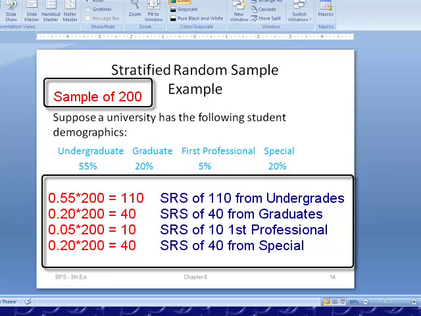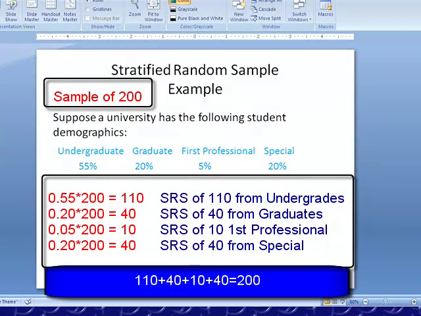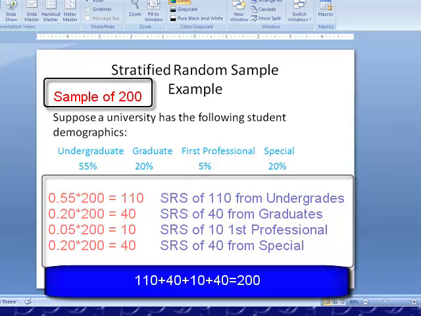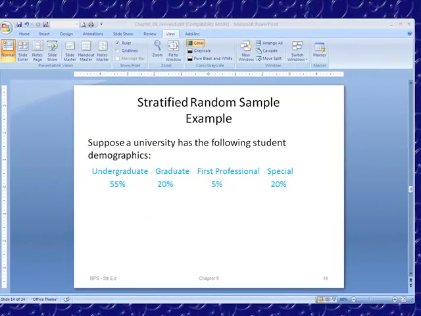And the same thing I'd do for the special category. So I'd say 0.20 times 200. So I'd want to take a simple random sample of 40 from my special category. So I'd add my 110, 40, 10, and my 40 from my simple random samples from each of the strata to get my complete sample of 200. And that's how you do a stratified random sample.